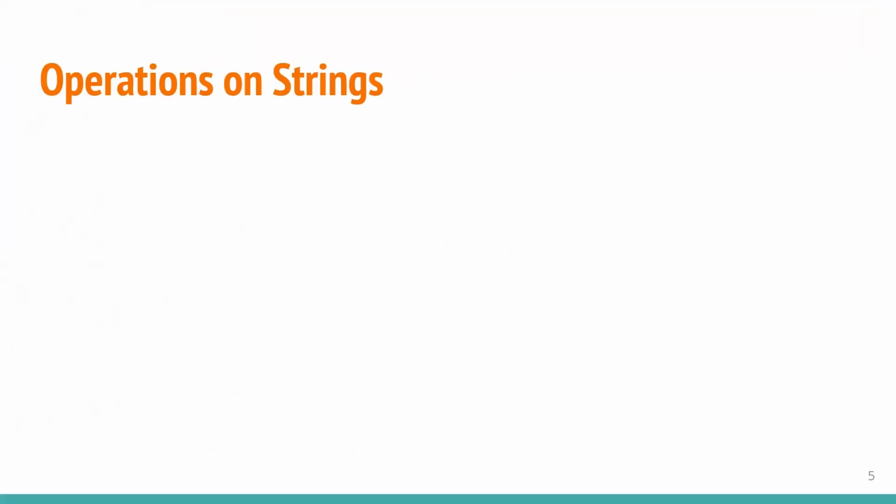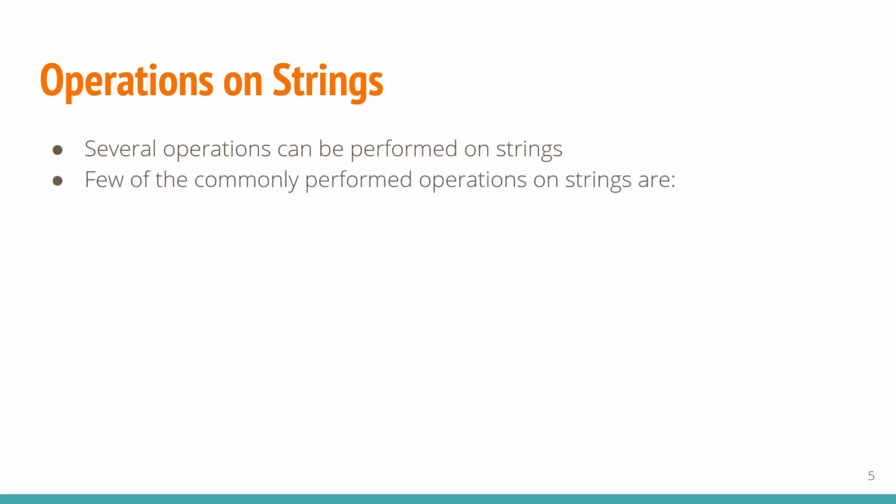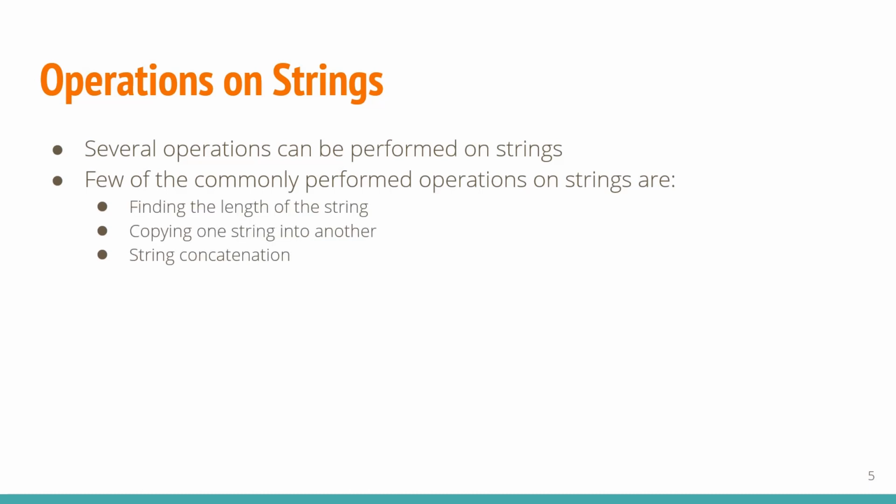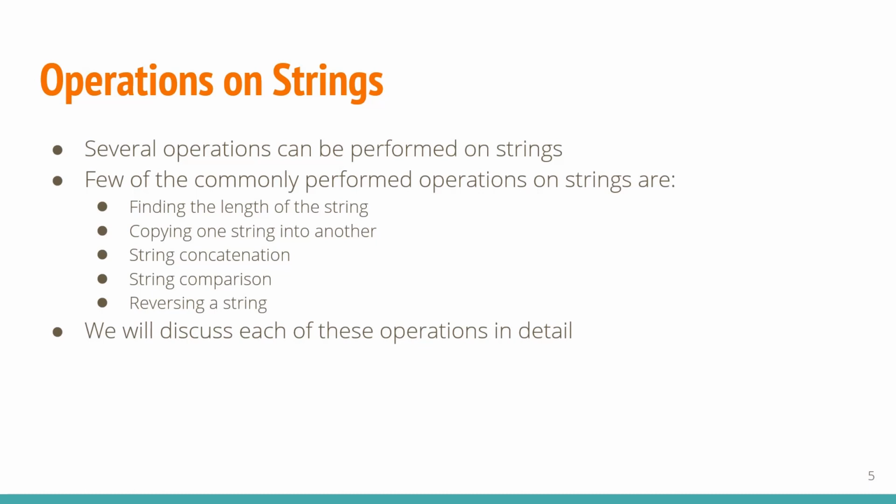Having seen the programs to read the string, we will now see what are the various operations that can be performed on strings. There are several operations that can be performed on strings. Few of the commonly performed operations on strings are finding the length of the string, copying one string into another, concatenation of strings, comparison of strings, reversing a string. These are not the only operations that can be performed on strings. There are many operations which can be performed on the strings. Few of the important ones are only depicted here. We will be discussing each of these operations in detail.